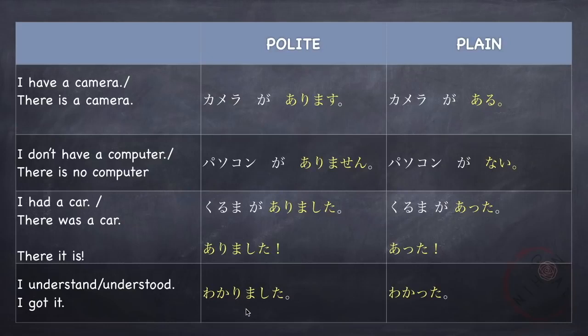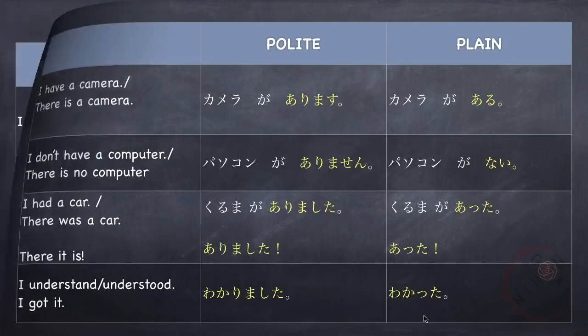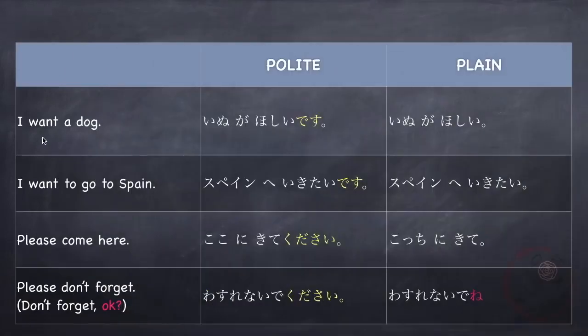Next is the expression I understand or understood or I got it. わかりました。In plain form, わかった。Next, I want a dog. 犬が欲しいです。In plain form, 犬が欲しい。So we just remove this. I want to go to Spain. スペインへ行きたいです。In plain form, スペインへ行きたい。Again, we remove this.